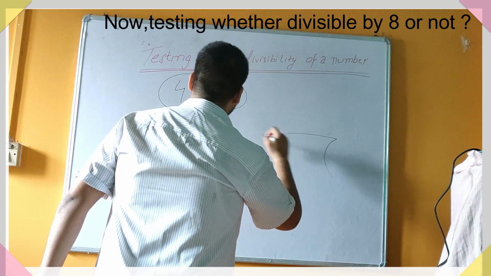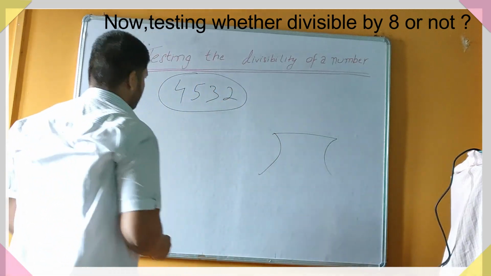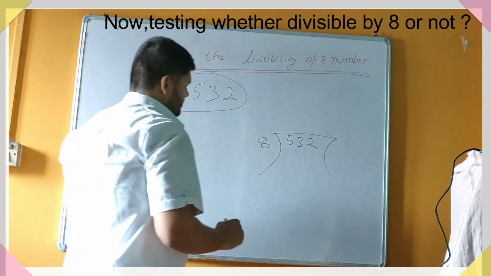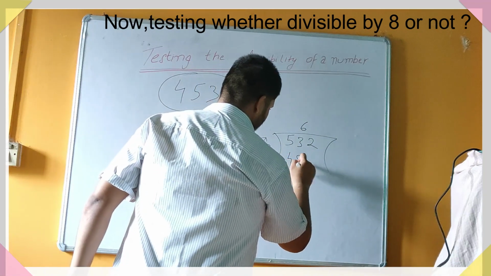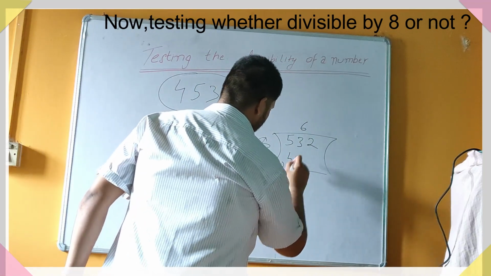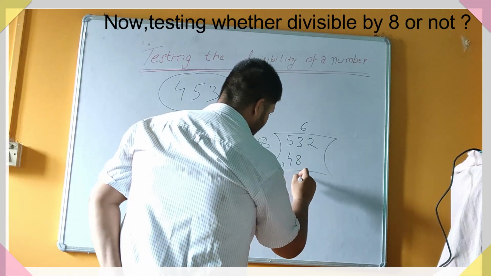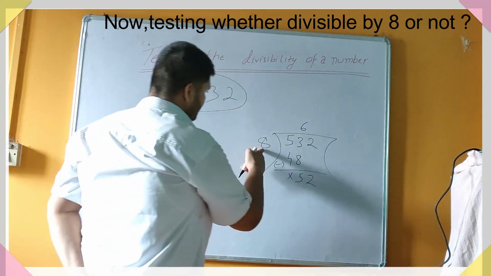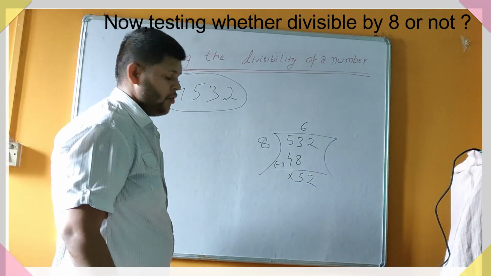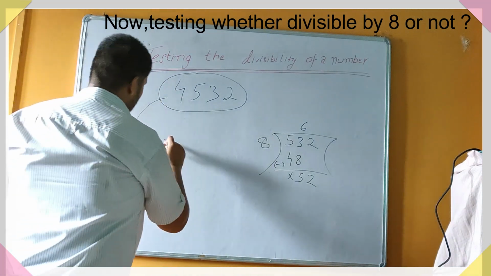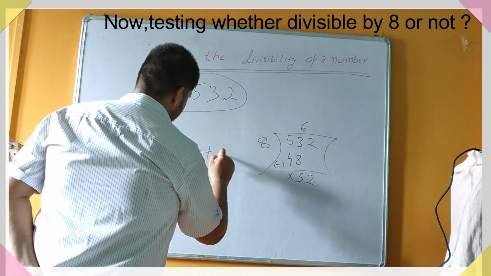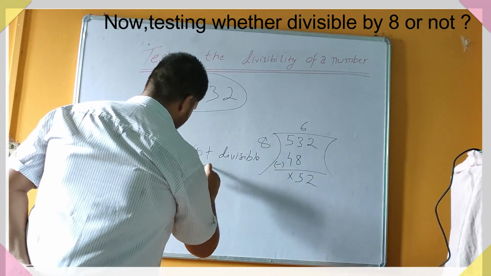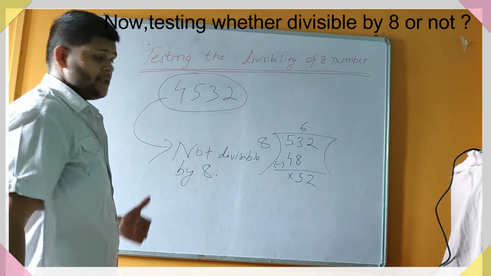This number we are going to divide, that is 532 will be divided. 8 sixes are 48. And we subtract it. 13 minus 8 is 5. This will be cut off. This will be 2. Do you think 52 comes in the table of 8? No. That means this number is not divisible by 8.